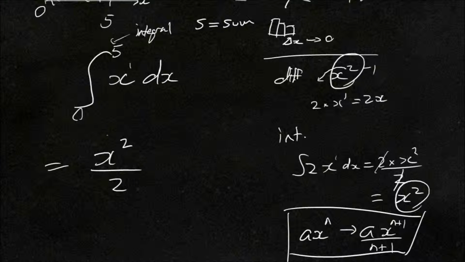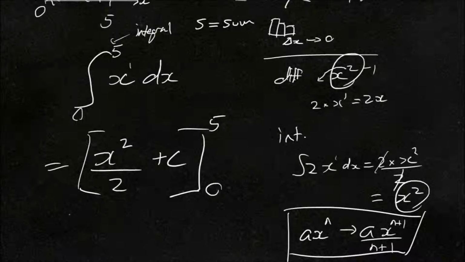And when you're integrating, you also have to add a constant to the end, and I'll explain that a bit later. So you'll have a plus c, our constant. But we have these limits here, the region we're integrating between. So what we do is put a square bracket around the whole thing, and we're saying we're integrating from 0 to 5.